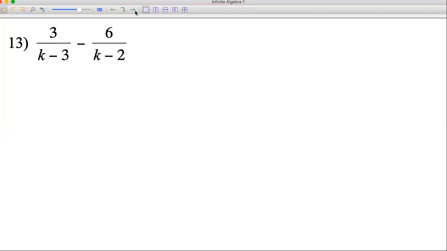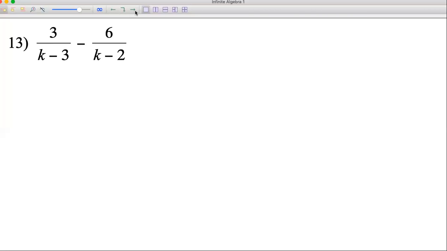So what are we missing? K minus 2. That's what I got in parentheses. That's what I got to multiply the top and bottom by for the first fraction, k minus 2. Okay? That's easy. Distributive property, we get 3k minus 6. There's your first fraction, 3k minus 6. Stop me if you're lost.